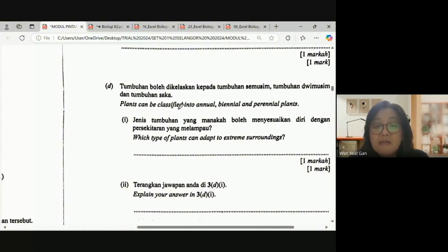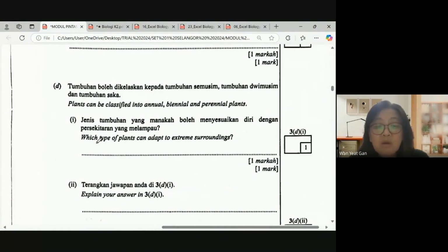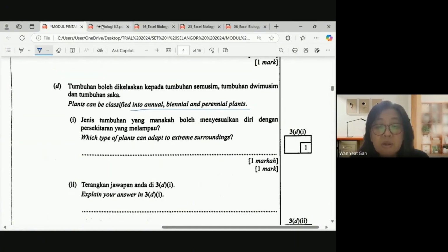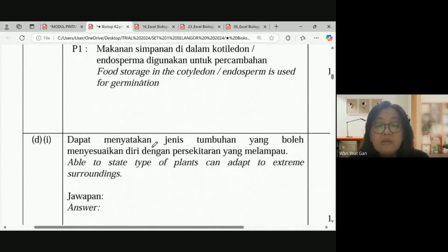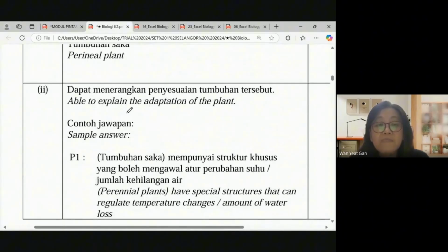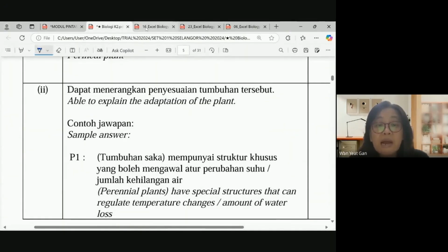Plant can be classified into annual, biennial, and perennial plant. Which type of plant can adapt to extreme surrounding? Okay, out of these 3, which plant can adapt to extreme surrounding? Now, the plant that can adapt to extreme surrounding are perennial plant. Perennial plant are plant that can live for many years.